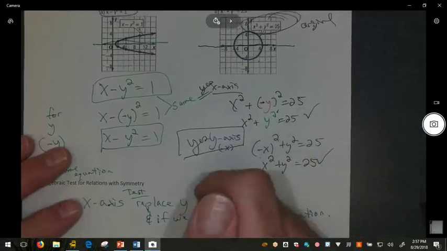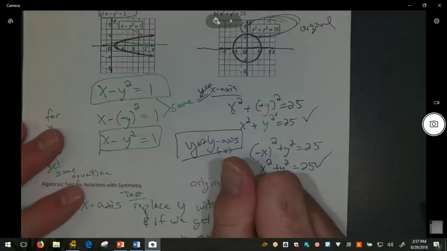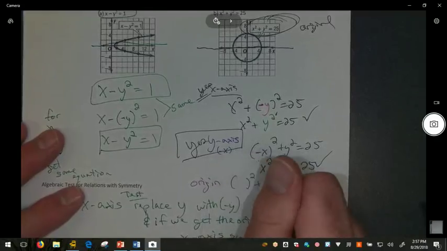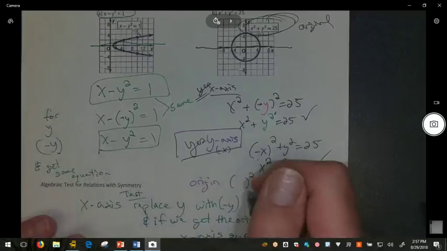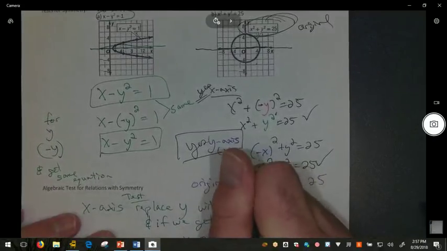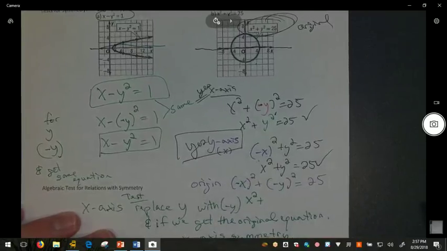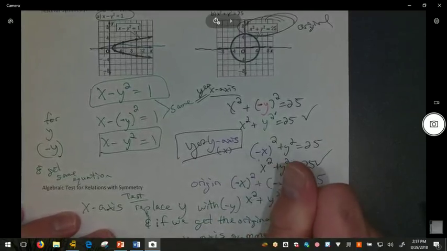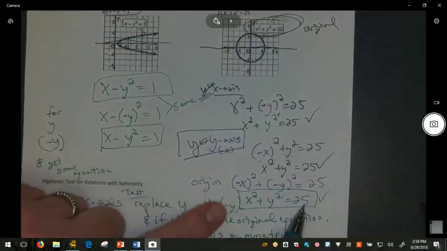So for example, we're going to test for origin for letter B. I'm going to replace x with the opposite of x and y with the opposite of y, and see if we get the original equation back. The opposite of x squared is x squared. The opposite of y squared is y squared. So for this problem, in fact, we do get the original equation back.